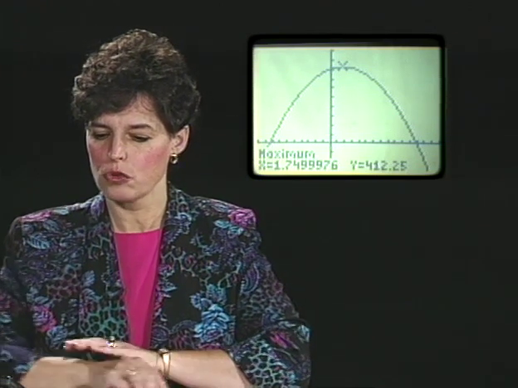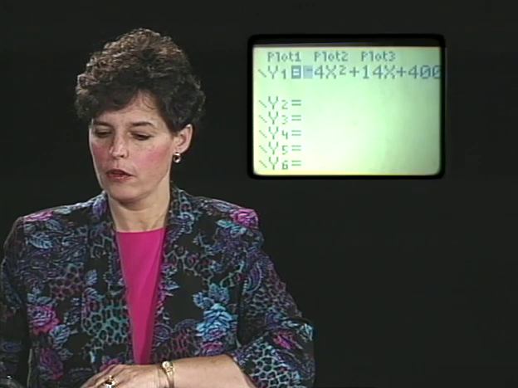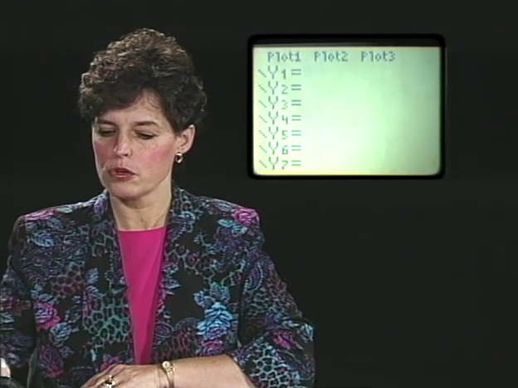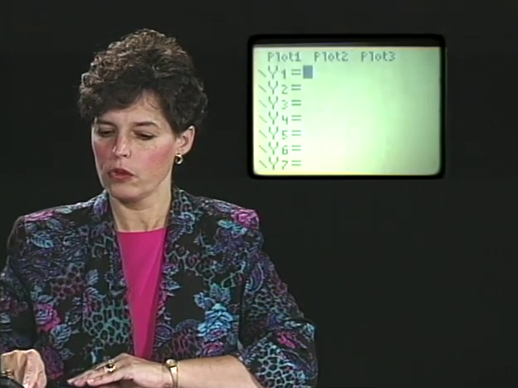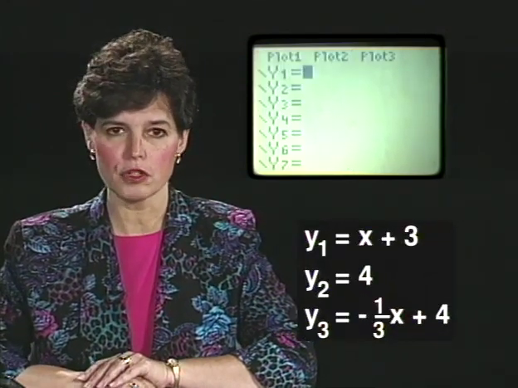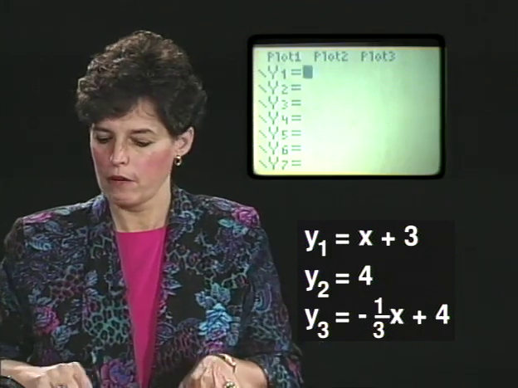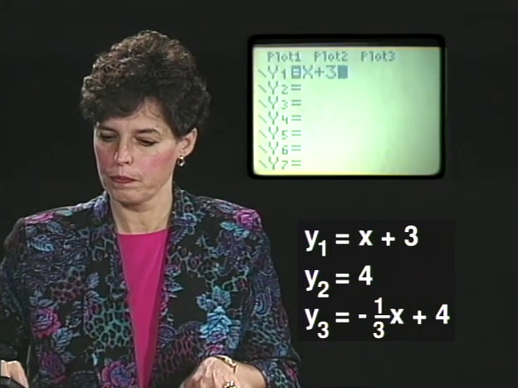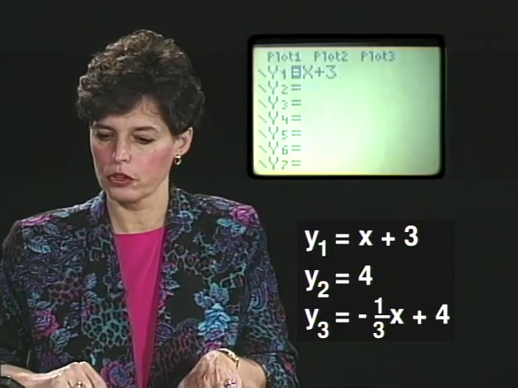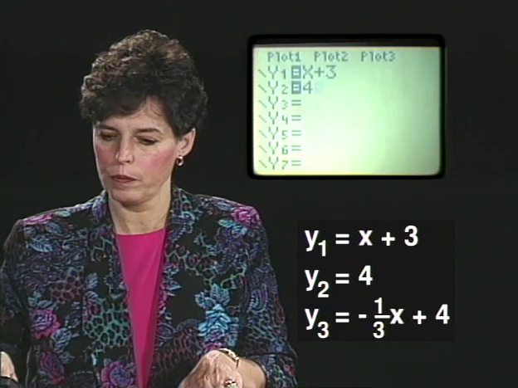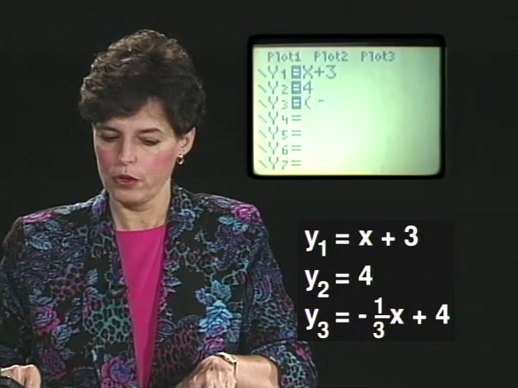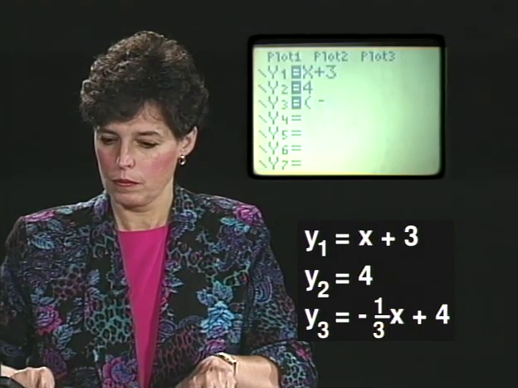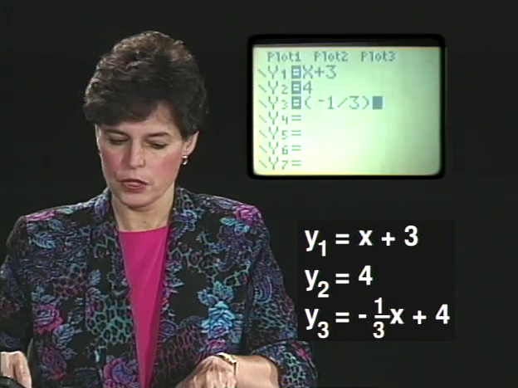Okay, let's go back to y equals and clear that function out. Let's go to zoom standard just so we know that we're back to that normal screen again, even though there's not a graph at the particular time. Go to y equals, and I'm going to have you enter the 3 functions that you see on the screen at this time. We're going to have x plus 3 for our first function. Arrow down, then I want you to put that the y2 function is 4, and that the y3 function is negative 1/3 x plus 4.